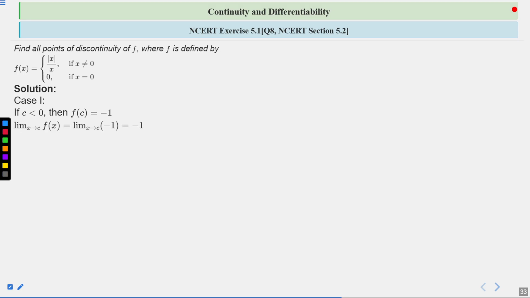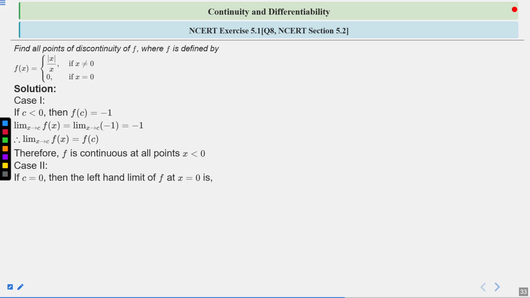So limit x tending to c, f(x) will be equal to limit x tending to c of -1, which will be equal to -1, right? Therefore, limit x tending to c f(x) will be equal to f of c. Therefore, f is continuous at all points x less than 0, right? Therefore, we can say that f is continuous at all points x less than 0. Let us take case 2.